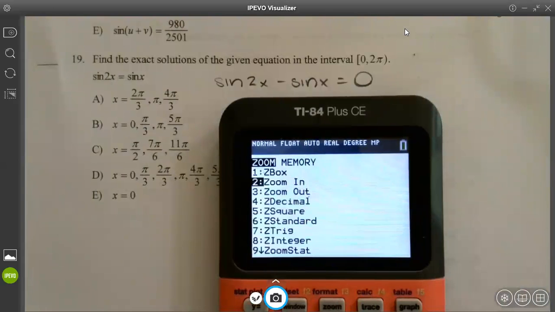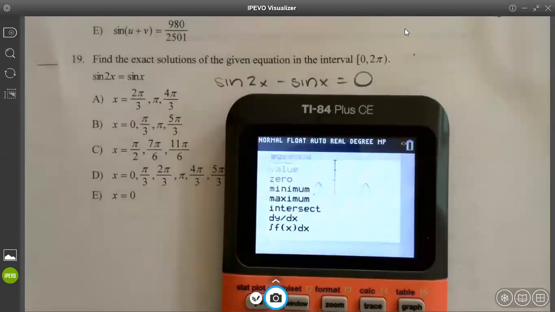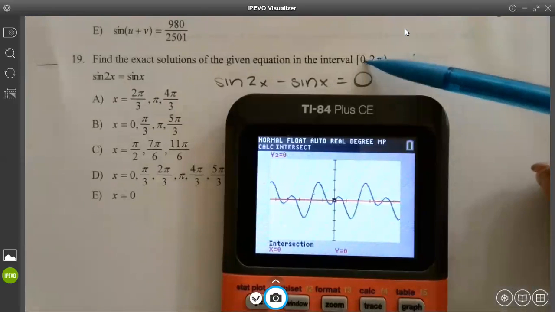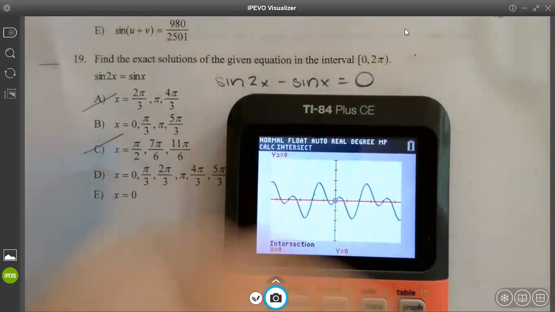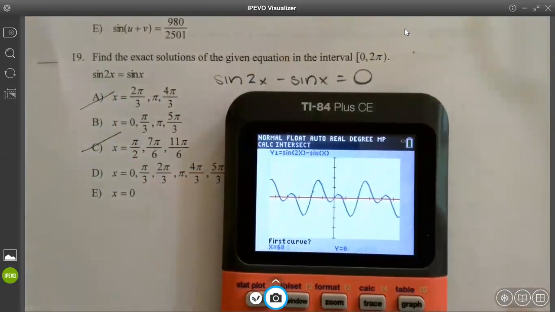I'm going to zoom trig again. Now, what moving that sine over does is it doesn't have the wave and then a second wave. All it has is one wave and a straight line. So it just makes it a little bit easier. Where do I look for my answers? Second trace intersect. The first one is that. Is it included? Yes. Why did I mark out the A and C? Second trace intersect. Let's check the next one.